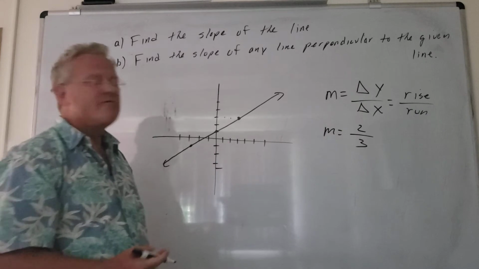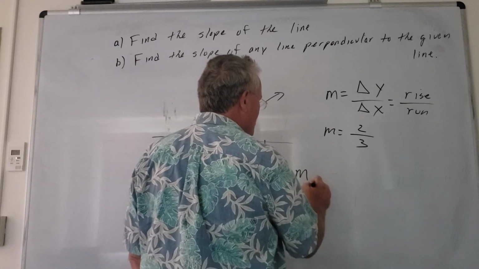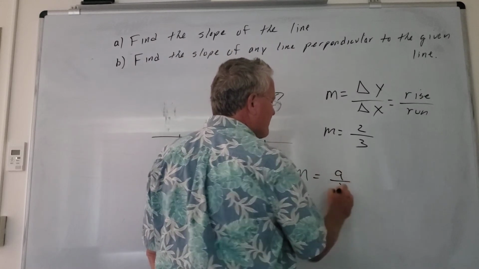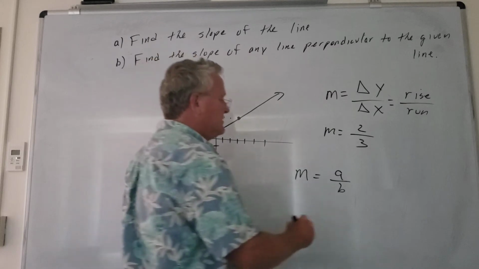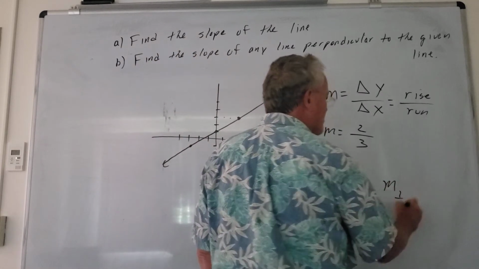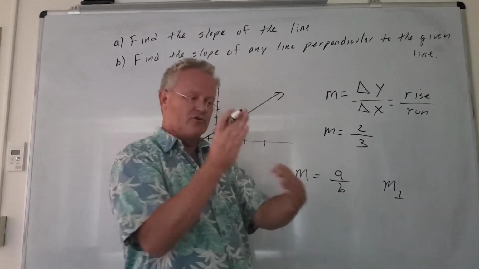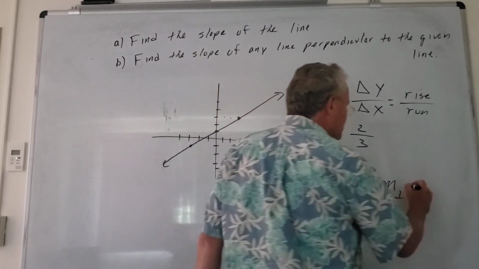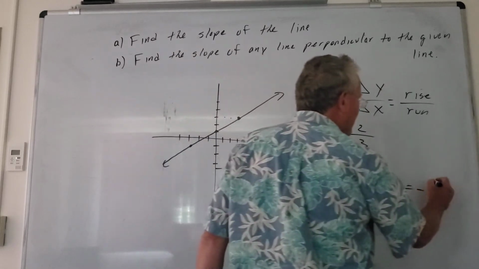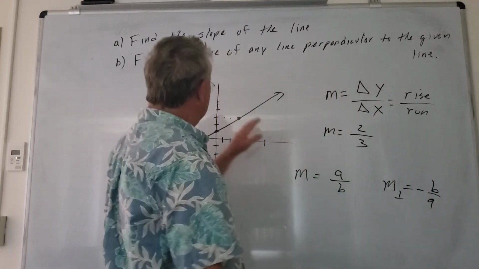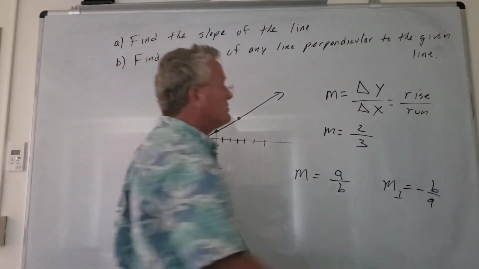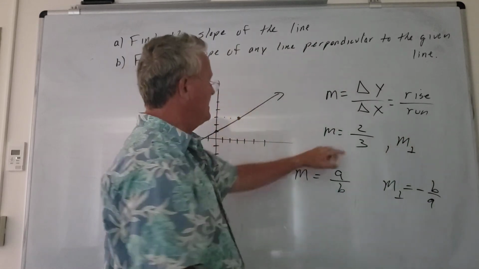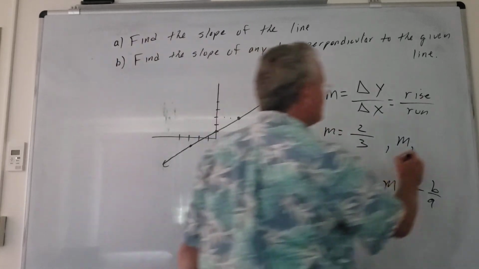Part B, what is the slope of any line perpendicular? So if the slope of any line in general is a over b, some fraction, the slope of any line that's perpendicular, this is the little notation for perpendicular, is going to be minus the reciprocal. So it's minus b over a. So if the slope of this line is 2/3, the slope of any line perpendicular to this line is going to be minus 3/2.